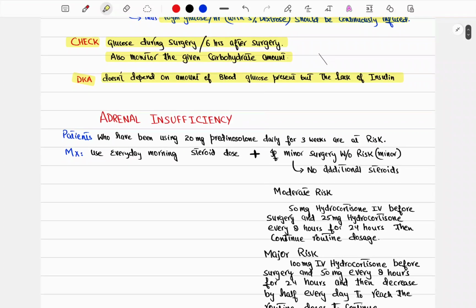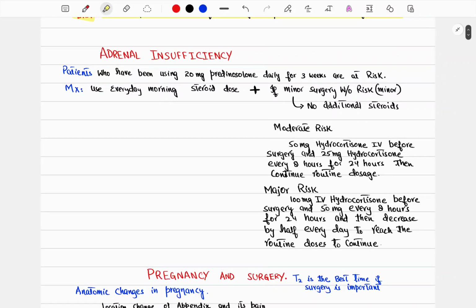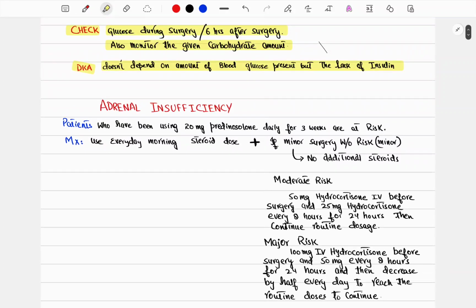Another condition which we come across is adrenal insufficiency. Patients with adrenal insufficiency who have been taking 20 mg prednisolone daily for 3 weeks are at risk of adrenal insufficiency. We know that in surgery patients, those patients for any disease who have been taking 20 milligram of prednisolone daily for 3 weeks are at risk of adrenal insufficiency after surgery.